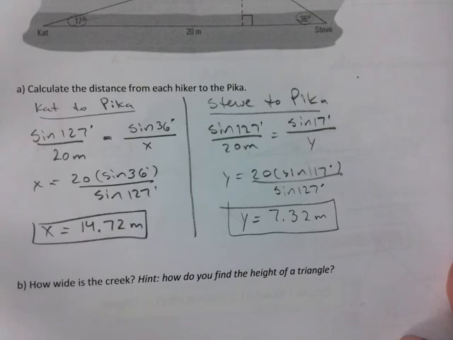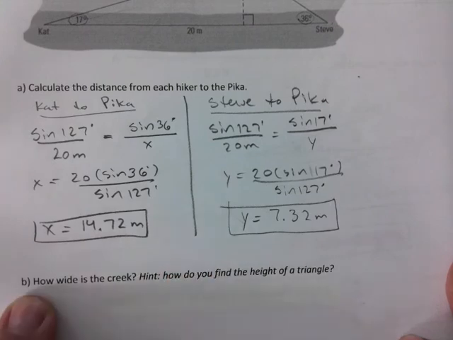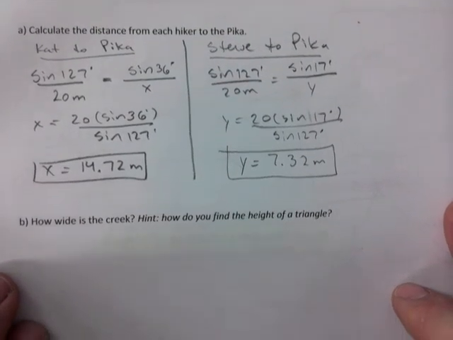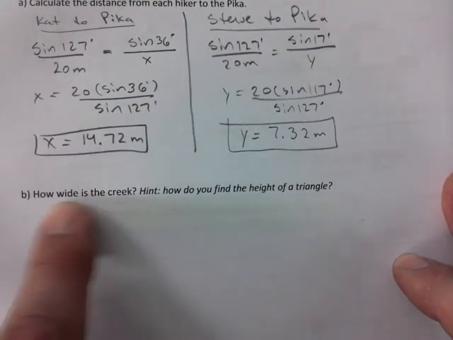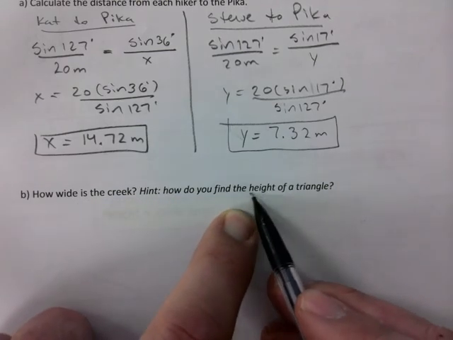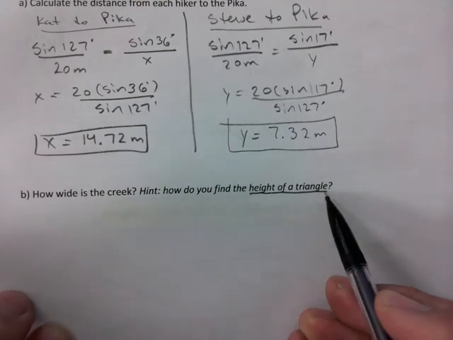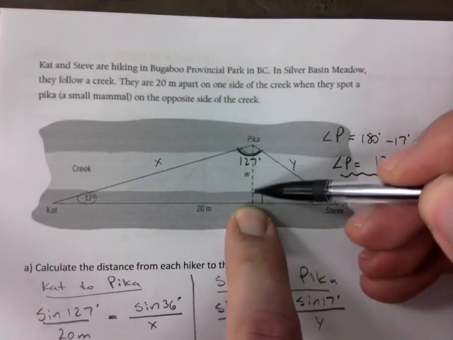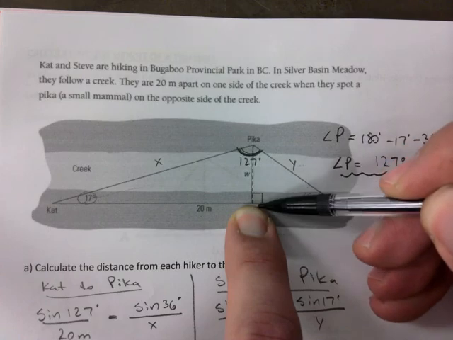Okay. So we've got that figured out. This shouldn't be new to you. This should be very doable. But the next part is where we apply what we just learned. How wide is the creek? And how do you find the height of a triangle? That's basically what it is, right? If you want the width of the creek, how wide it is, you're essentially finding the height of the triangle.